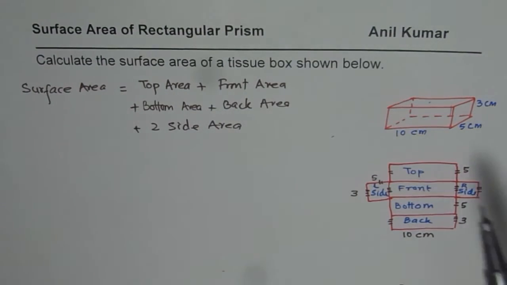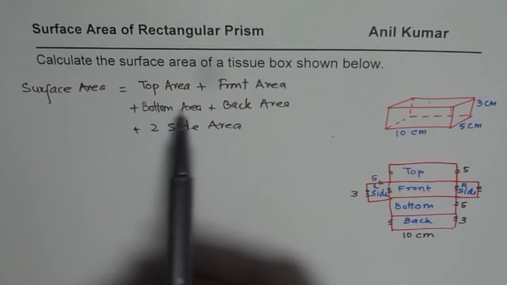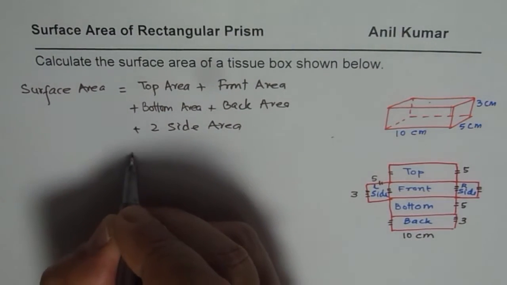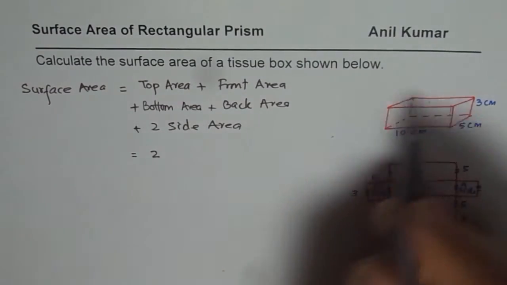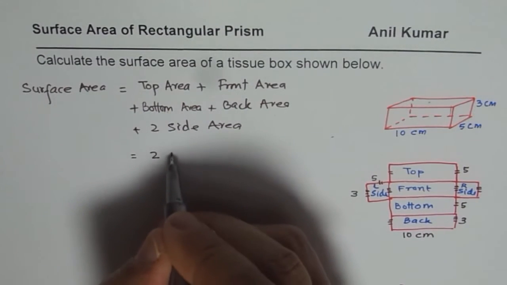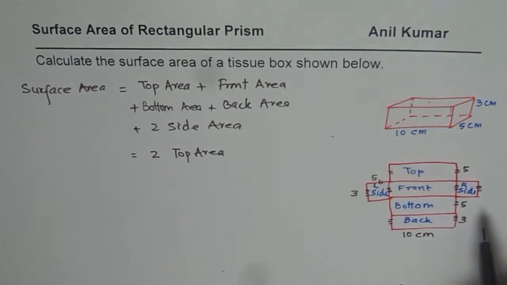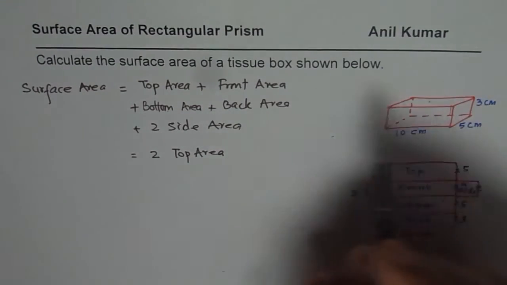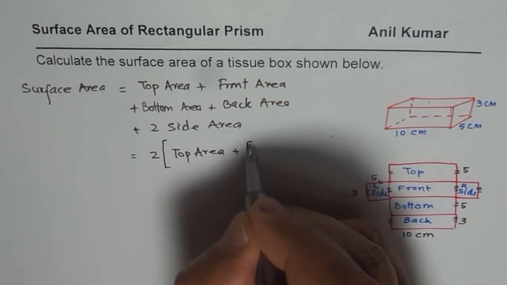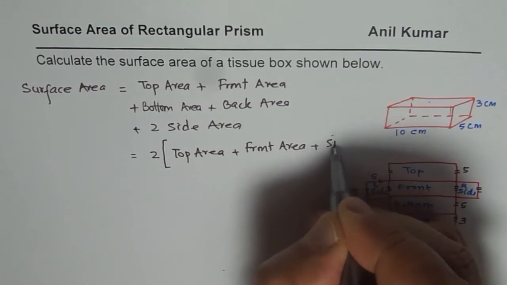But you can see from here that the top and bottom area is also same, so that can be combined. The front and the back is also same, so they can also be combined. So we could write this as 2 times the top area because they are same, correct? And we have 2 times front area since front and back is same. Plus side area. Do you see that?